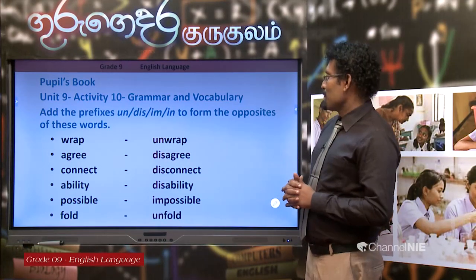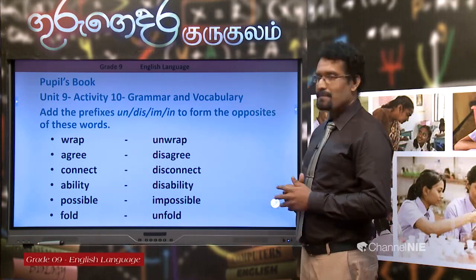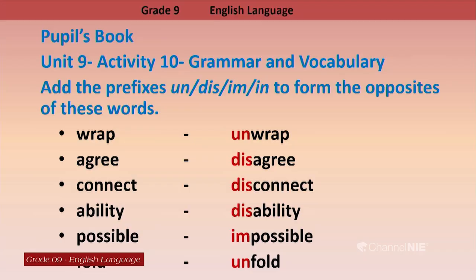Right. So, wrap becomes unwrap. We can wrap something. For example, if you want to give a gift to someone, you can wrap it using a nice piece of paper. Or when you get the gift, you can unwrap that and see what is in there. Wrap, unwrap. So, here we can add the prefix un.